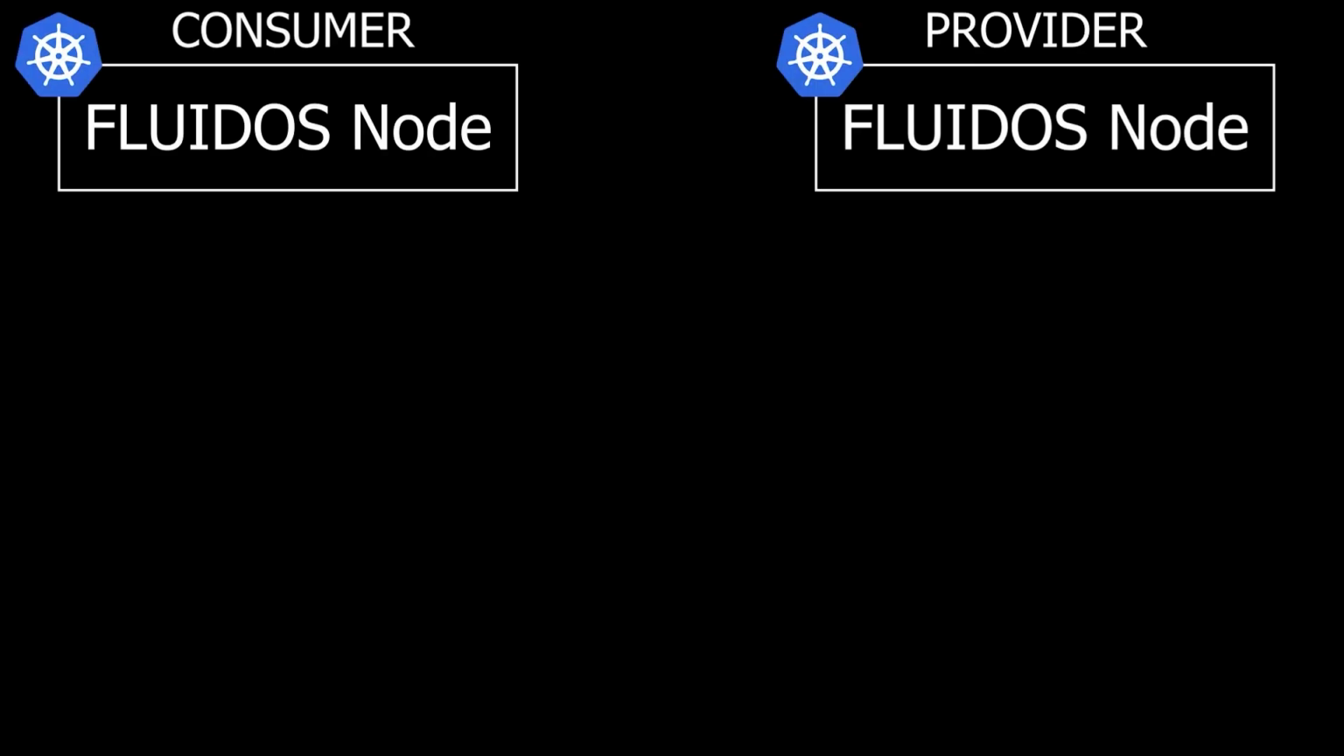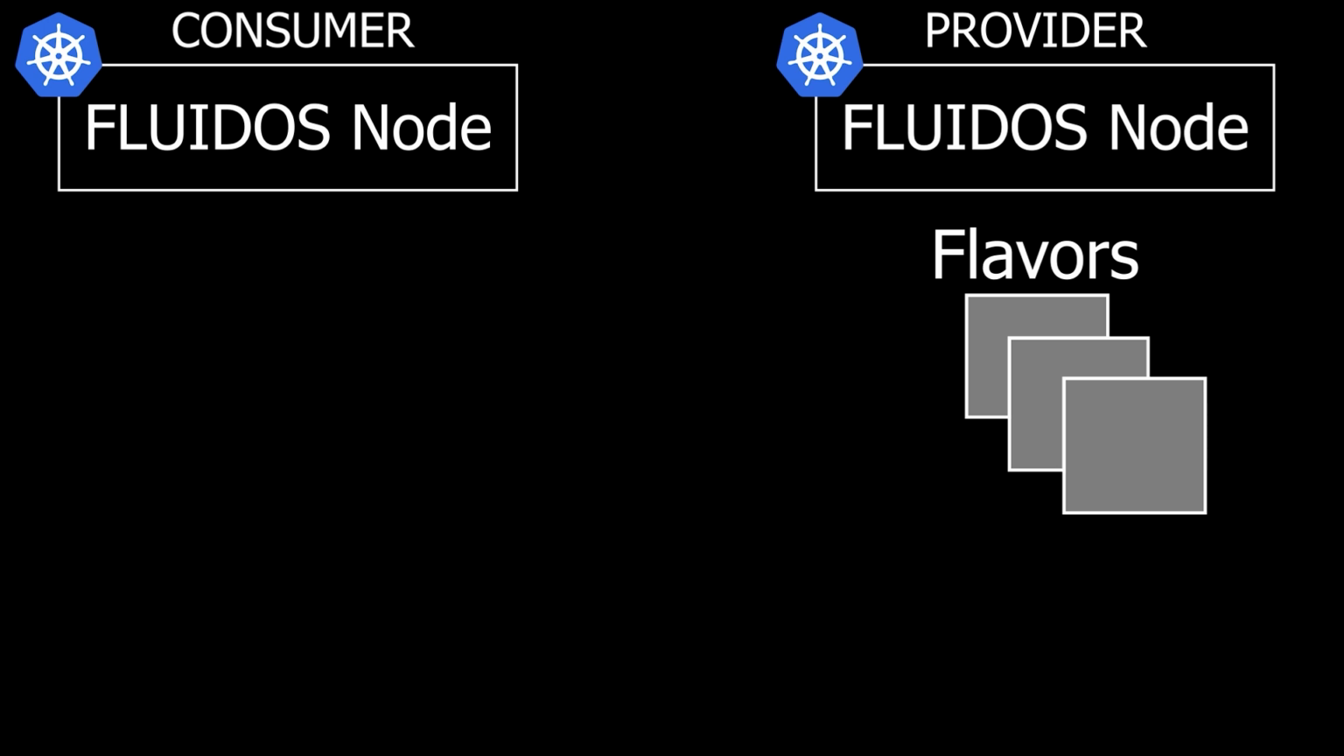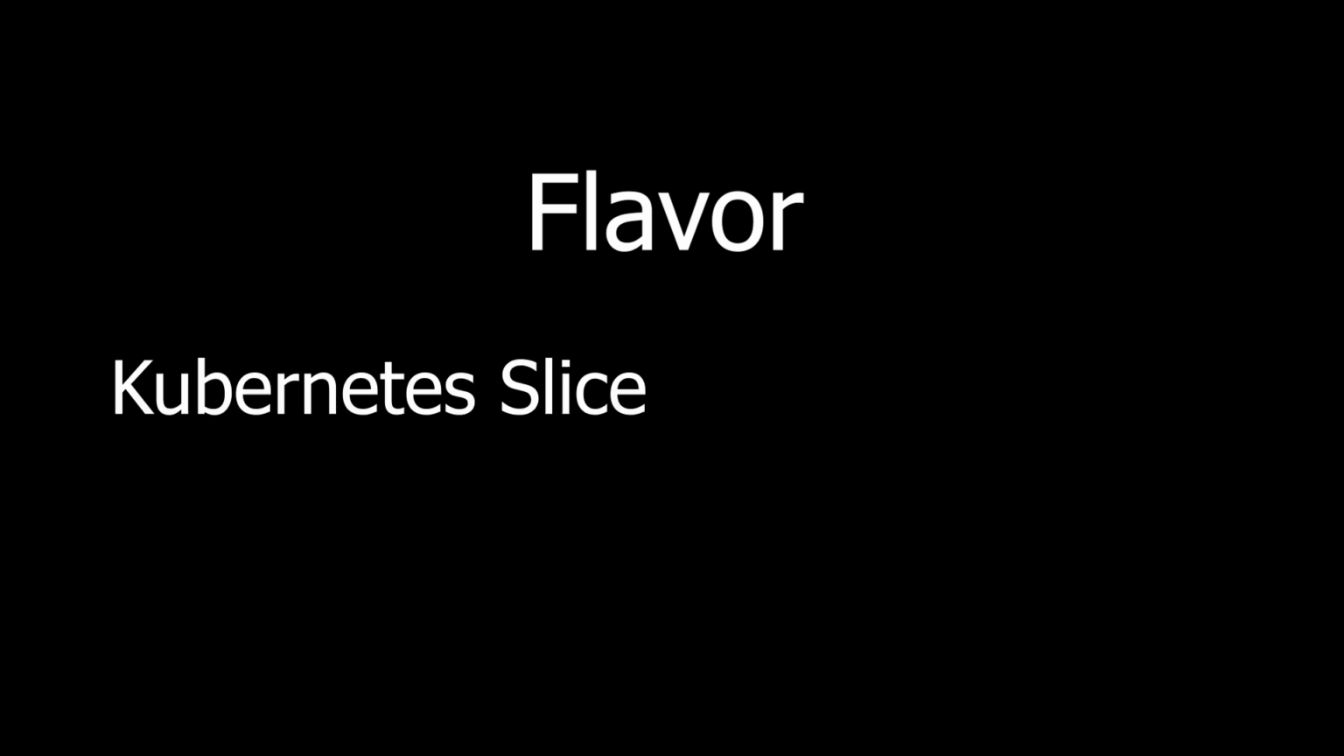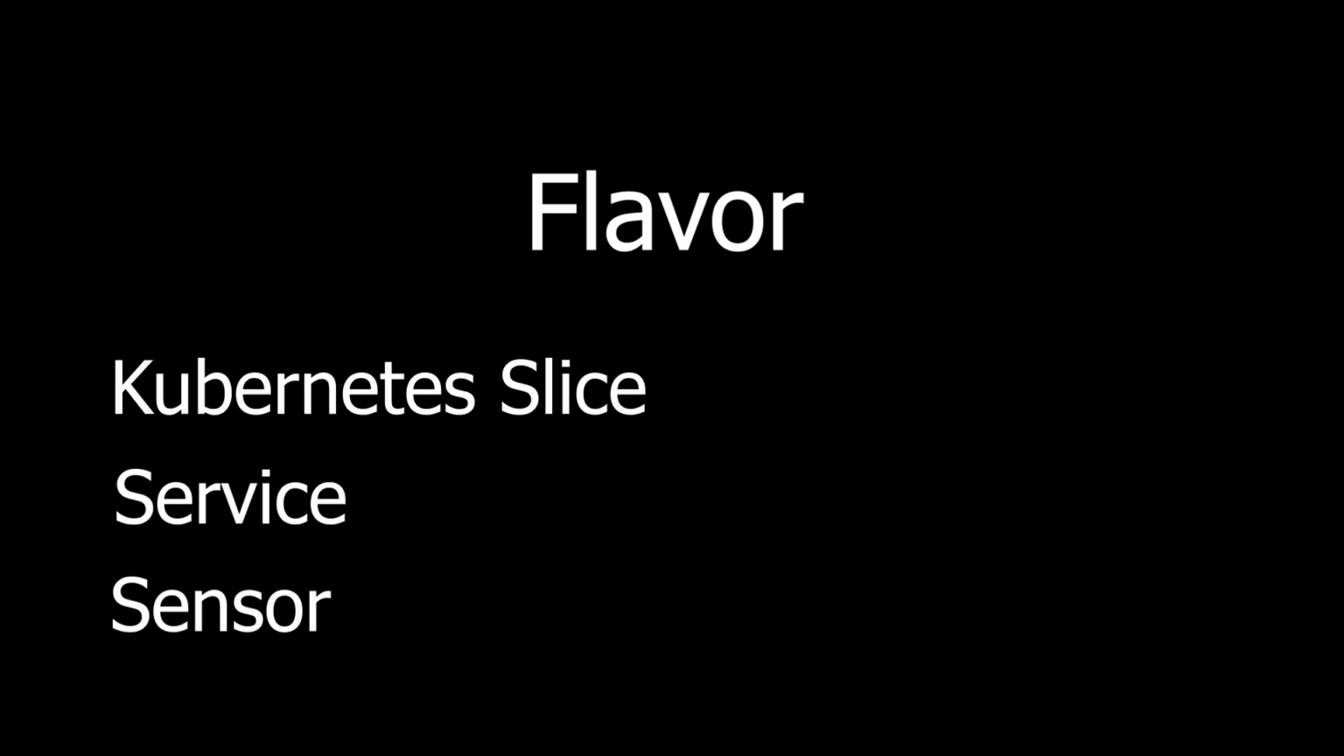In a scenario of a consumer and a provider, both FLUIDOS nodes, the provider needs a set of resources to offer to potential consumers. These resources are called flavors and are managed by the local resource manager. The concept is the same as the REAR protocol. Therefore, we have different kinds of flavors, such as Kubernetes slices, services, sensors, etc. In this demo, we will focus on the Kubernetes slice flavor.